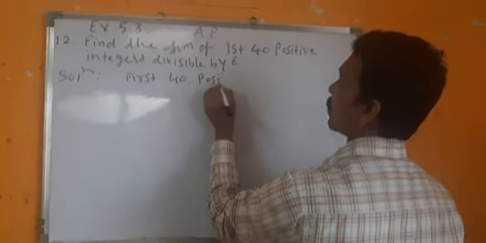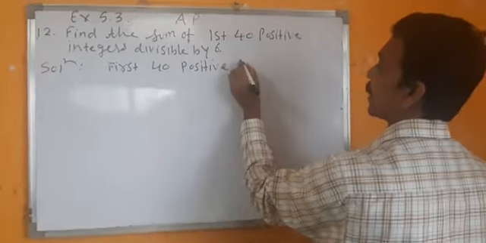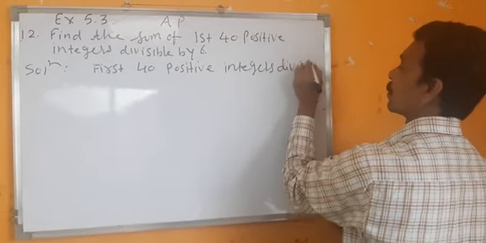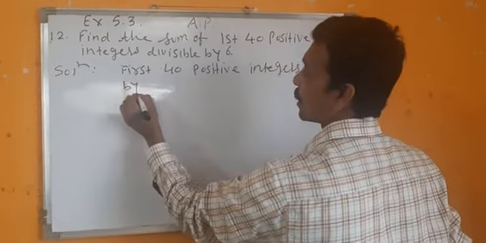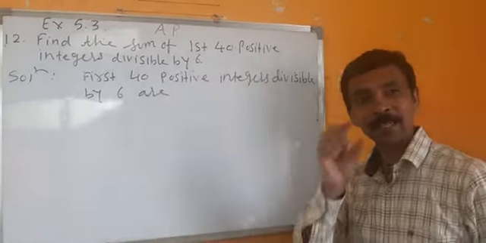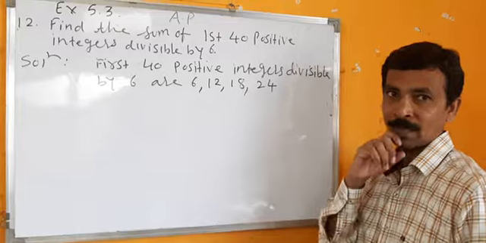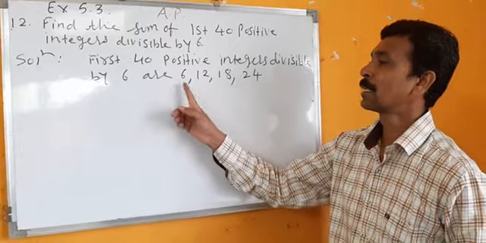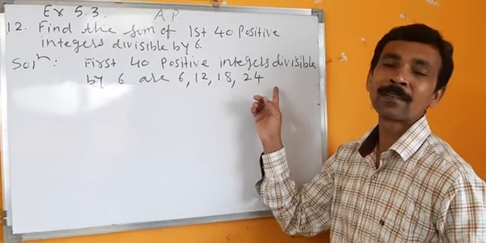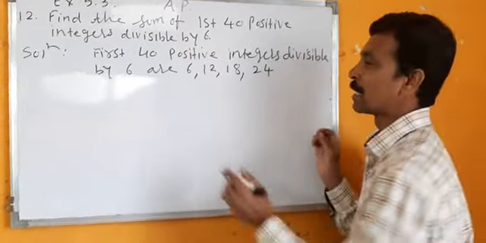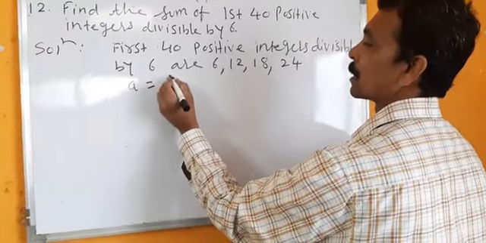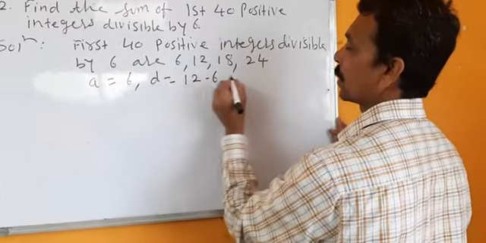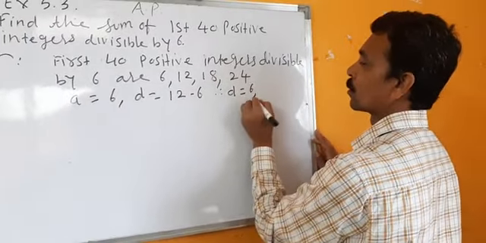The first 40 positive integers divisible by 6 are 6, 12, 18, 24, and so on. Means you have to say the table of 6. So A is equal to 6. D is equal to 12 minus 6. Therefore, D is equal to 6.